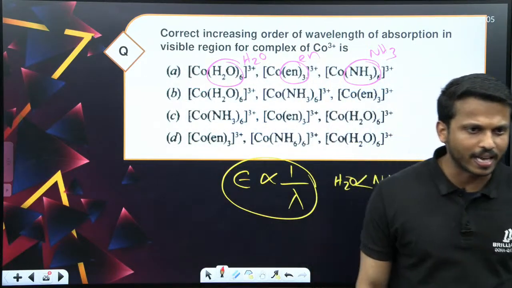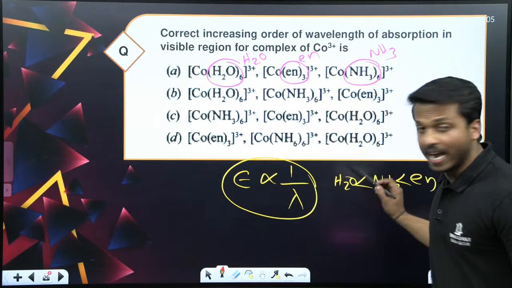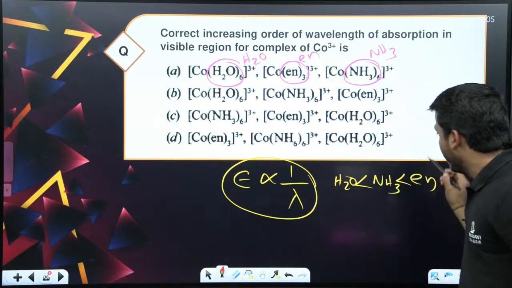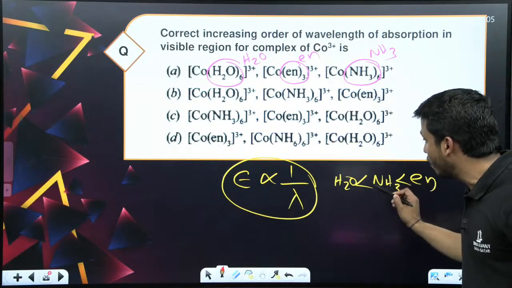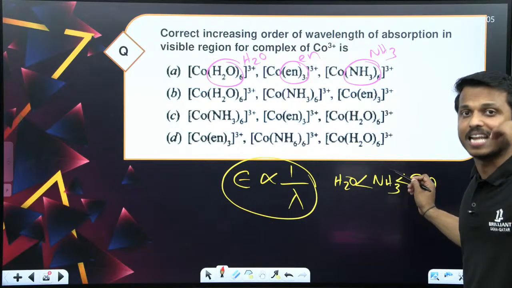Anyone given the correct answer? Can you tell me, dear all? Dear all, this is energy. They are connecting with our spectrochemical series. En is the strongest ligand, then amine, then aqua. So En is a strong ligand, which means its wavelength is less.